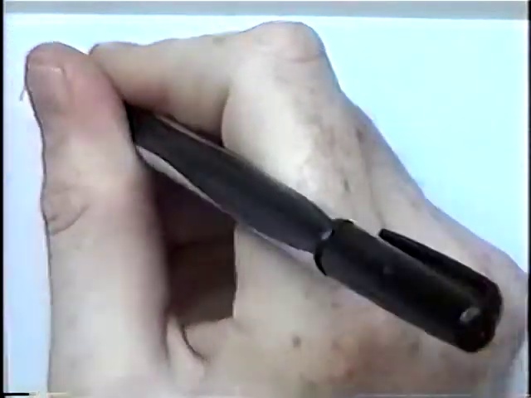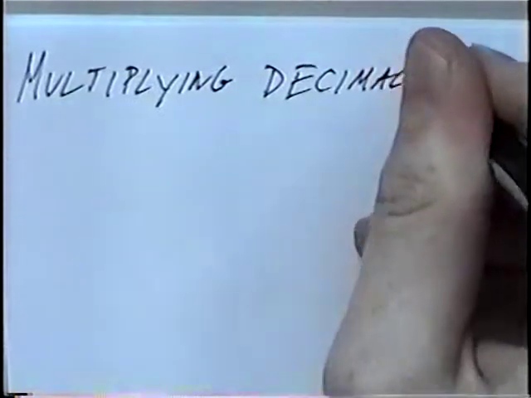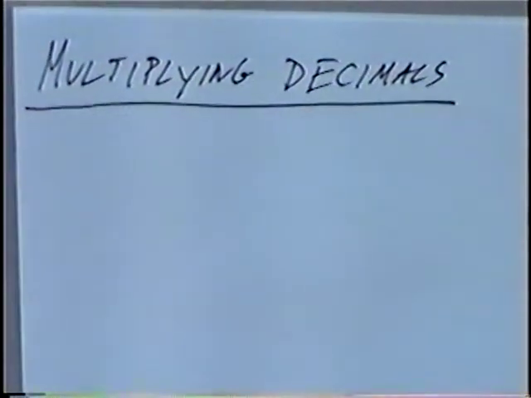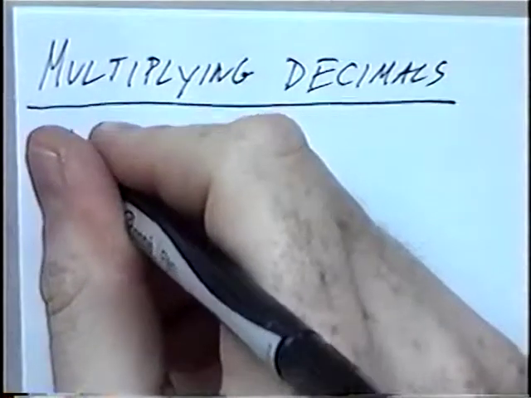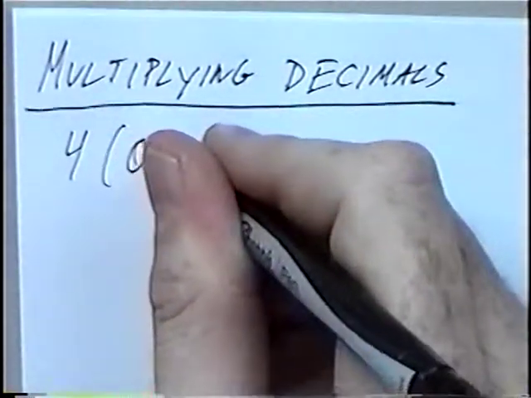Title of the next section today is multiplying decimals. In this problem, we will multiply decimals, numbers that have decimals. First question, 4, and in parentheses, 0.99.